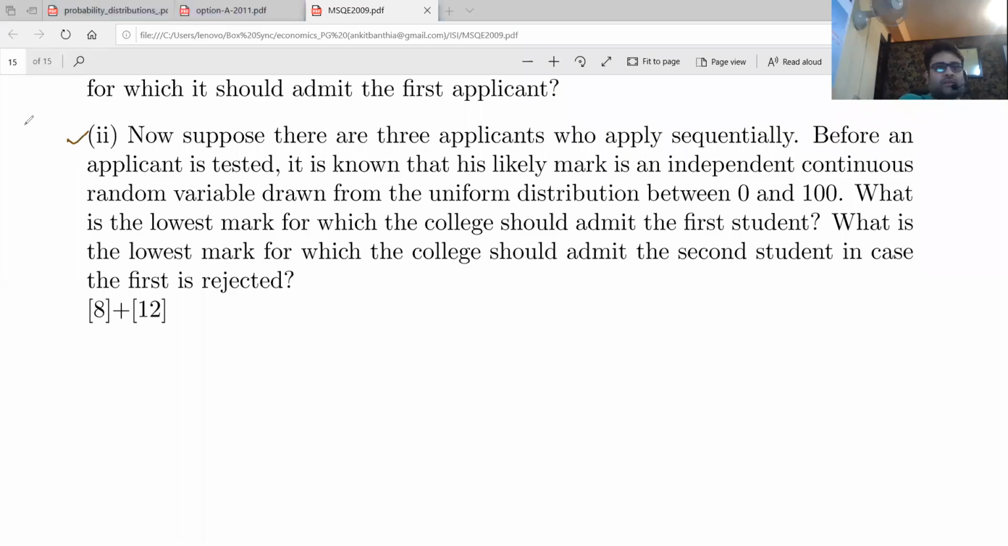This is basically a continuation of ISI 2009, question number 10, part 2. Now there are 3 applicants, student 1, student 2, student 3. Each of the students can get anything from a uniform distribution between 0 to 100. The college will first reject this one, then reject this one, and then it will have to accept the third student. Obviously, the college will want to select the student with the highest mark.